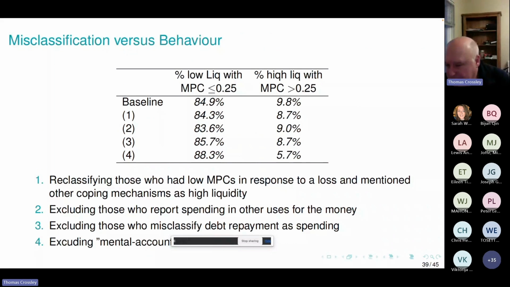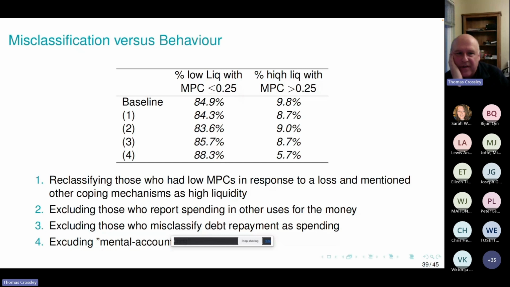I know I only have a few minutes left, so let me just show you this table, and then I'll conclude. We're trying to figure out, who are the puzzling guys? It's puzzling when people have high liquidity but a high MPC, and somewhat puzzling when people have low liquidity but a low MPC. What I call baseline is when we classify people into those four groups. About 10% of the sample has high liquidity and a high MPC.